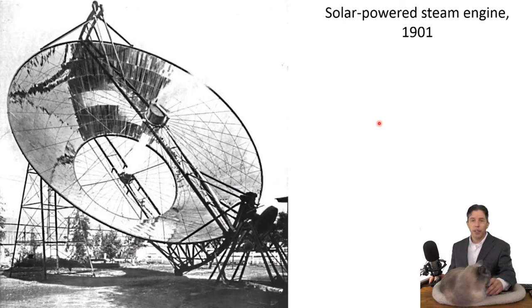And this is not a new idea. So here's one from 1901. This is a solar-powered steam engine. And so it's the same idea, that you've got parabolic mirrors that are boiling water here that makes steam and turns probably a piston on this one instead of a turbine. But this is a solar-powered steam engine. So this is an old idea.